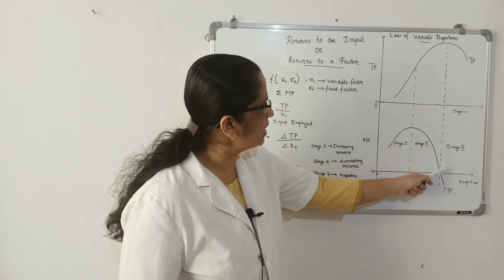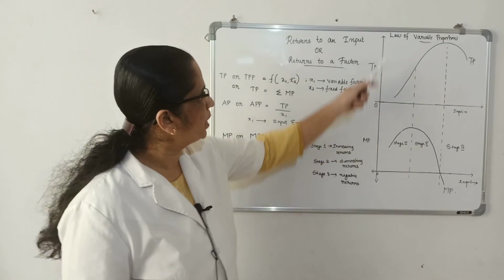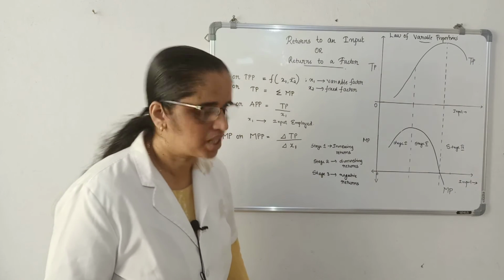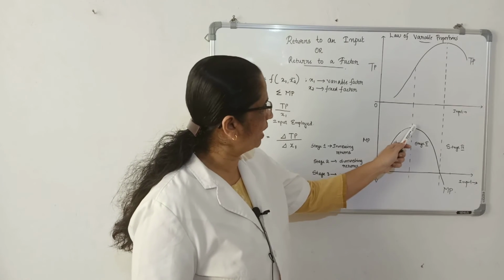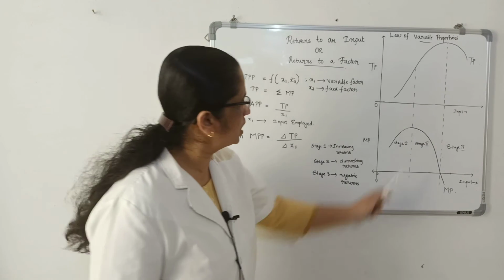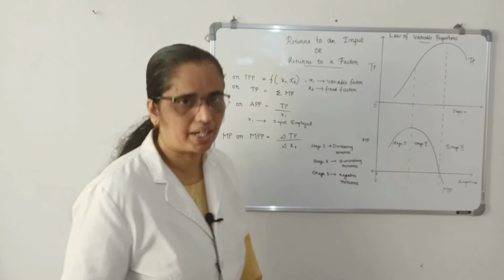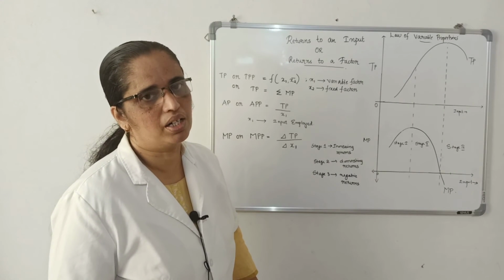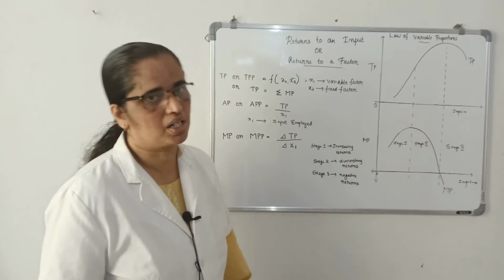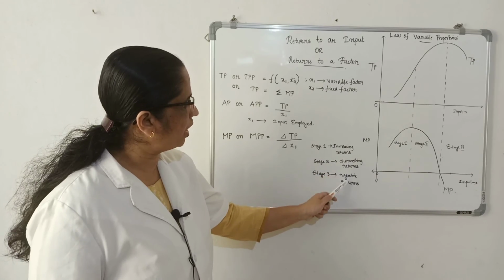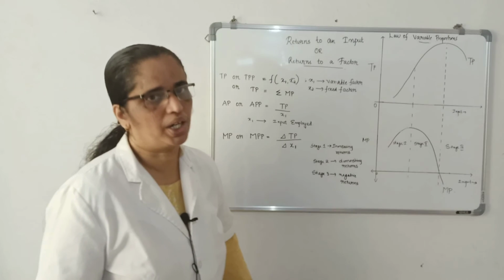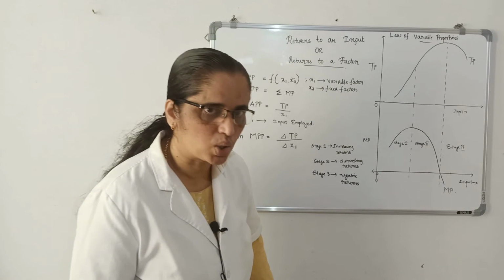This type of trends in MPP is known as the law of variable proportions or the laws of returns. That is, MPP is increasing, marginal returns or increasing marginal product. MPP is diminishing, the second stage, diminishing marginal returns or diminishing marginal product. And third stage, negative returns. This type of trends in MPP is known as the law of variable proportions or the laws of returns.